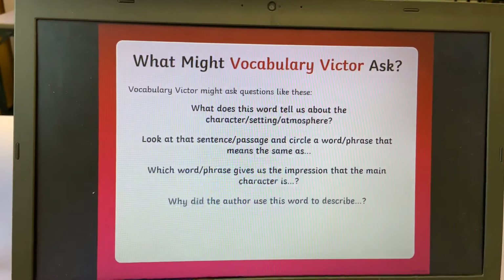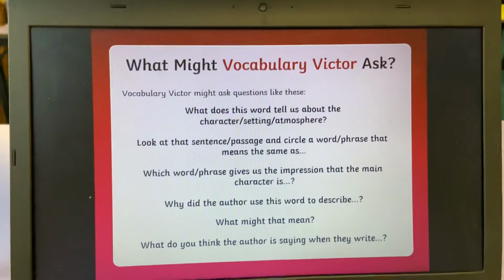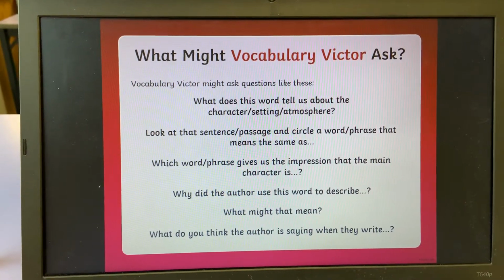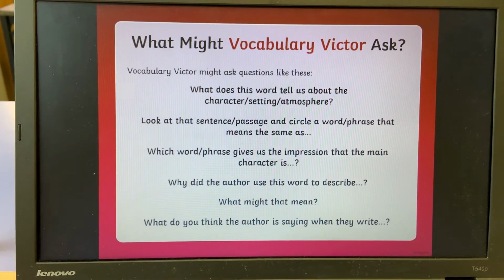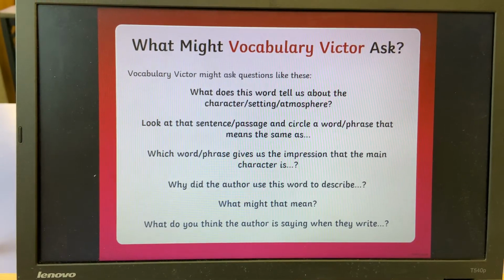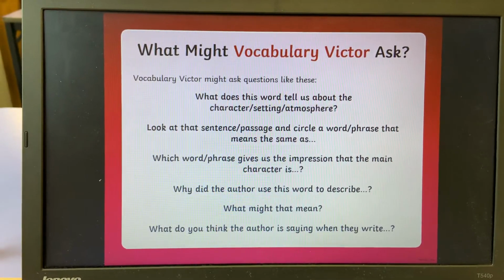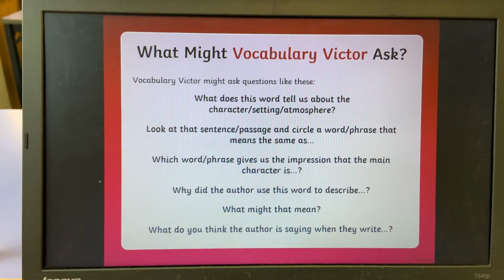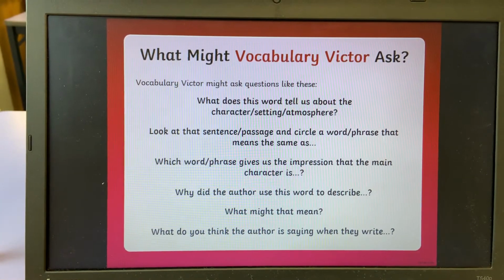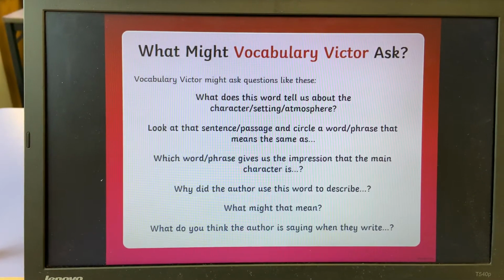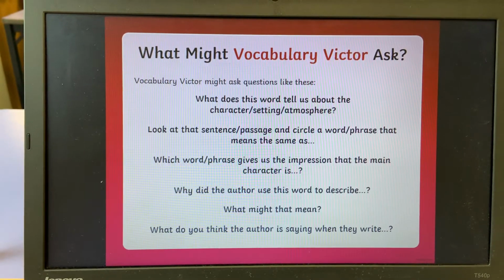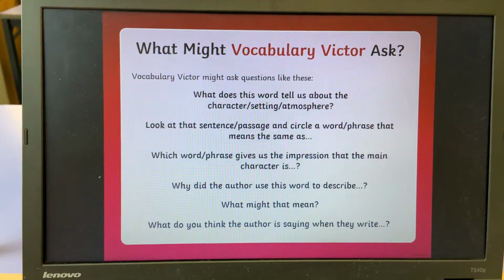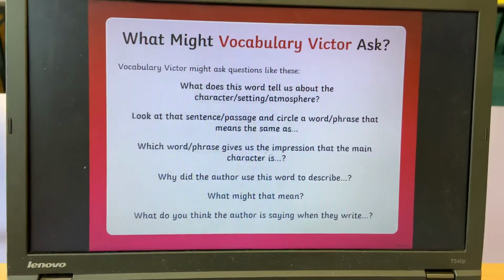So the types of things that they might ask if it's a vocabulary question. So what does this word tell us about the character, setting or atmosphere? Look at that sentence passage and circle a word phrase that means the same as. And I'll talk about this, if it says within a sentence or a paragraph, don't look elsewhere. It has to be in that sentence or that paragraph. Do not go to another section. Which word or phrase gives us the impression that the main character is? Why did the author use this word to describe? What might that mean? And what do you think the author is saying when they write such and such?